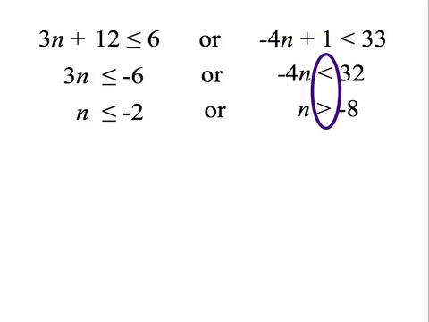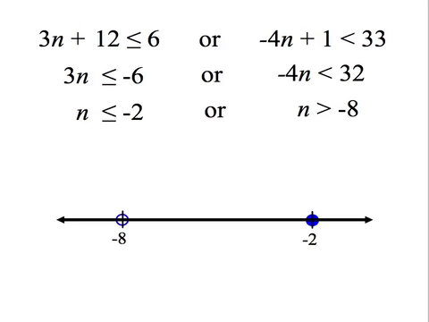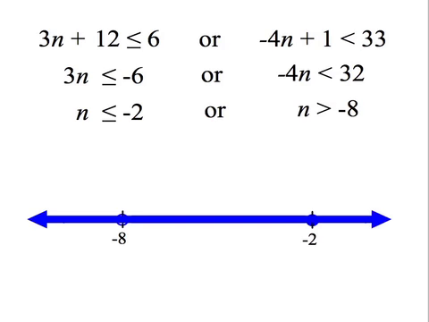So now we have a negative 8 over on the left on our number line and a negative 2 on the right. But we're graphing all of the numbers less than or equal to negative 2 or all of the numbers greater than negative 8. Well, that covers everything on the number line. Some of the numbers on the number line work for both, but every number on the number line works for at least one of these two inequalities. So the best way to handle this is with this capital letter R, which you may remember stands for all real numbers.